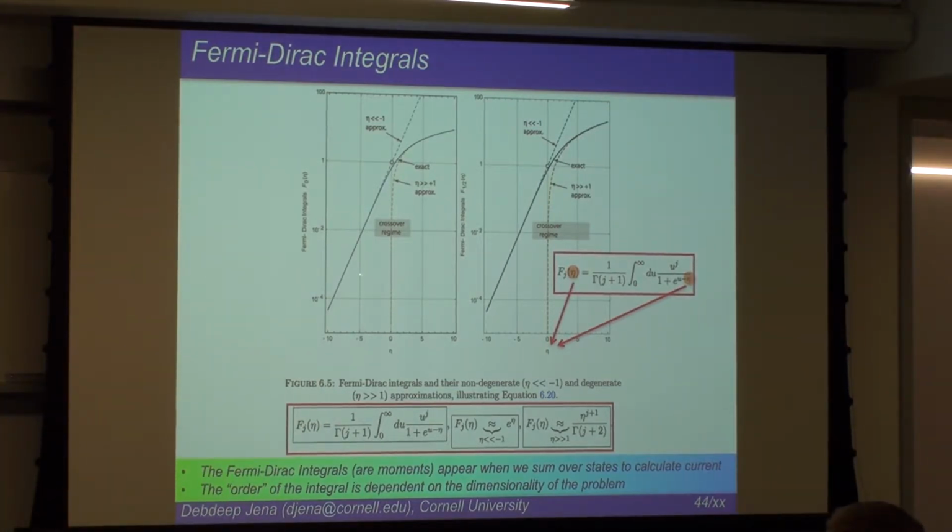This is just the Fermi-Dirac integral. But if you look at a transistor, the current looks the same. It's just a map of this.